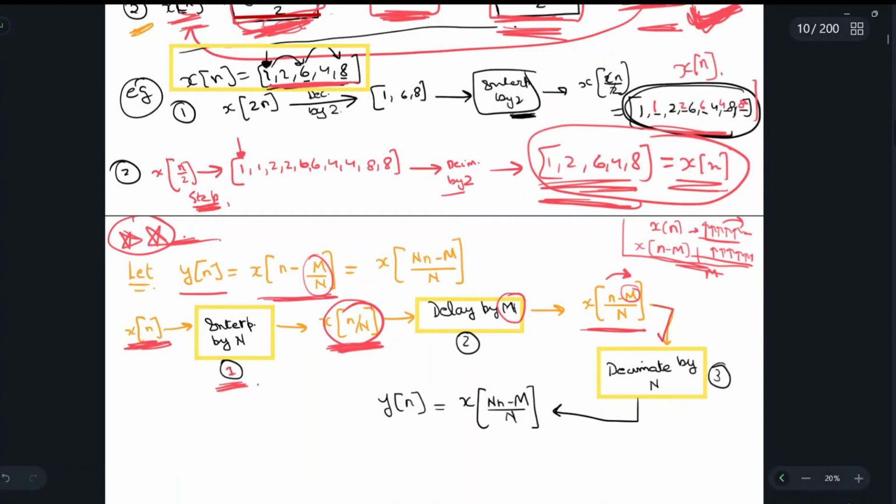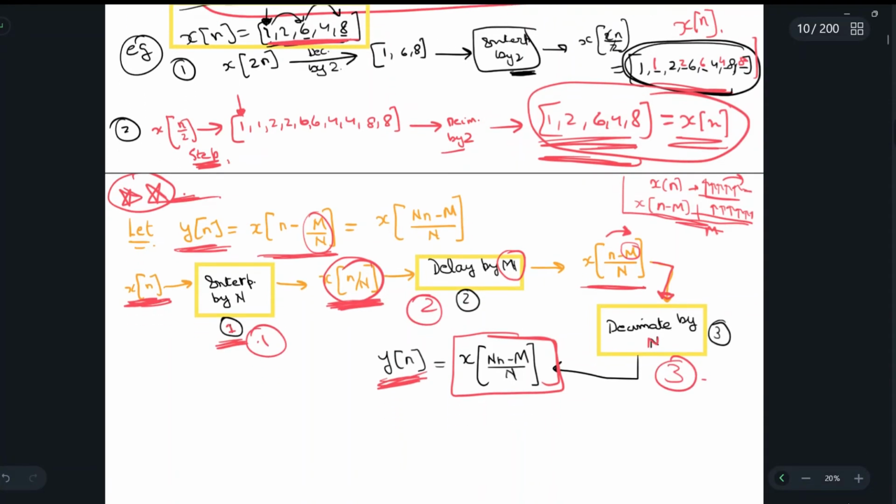The decimation part always has to be done last. Then only you will get the correct answer. Now we are decimating it by 2, and on doing so you will get this as your final answer, which is yn, which we had to find out. So you must have understood what steps you have to follow. That is, first is interpolation, second is delay, and third is decimation. So now do not worry, let us understand this with the help of an example.